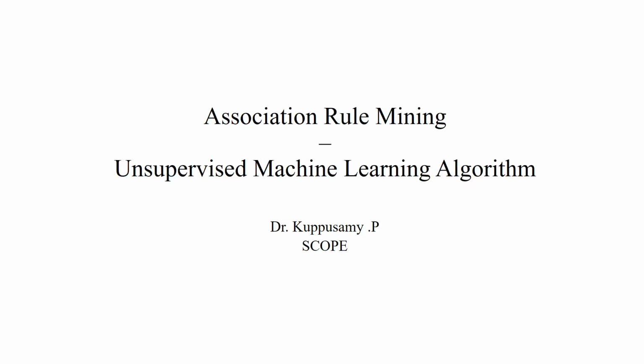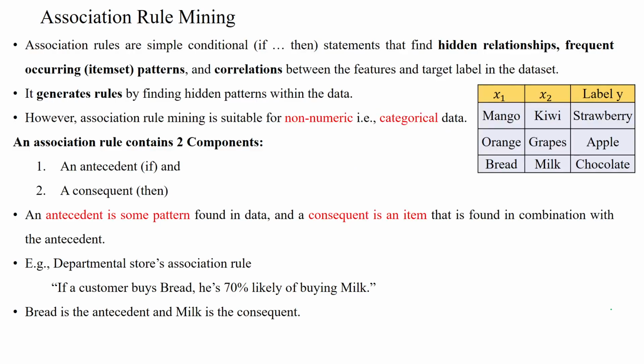Hi, welcome to association rule mining, which is also one of the unsupervised machine learning algorithms. Association rules are simple conditional statements like if and then, which are used to find hidden relationships between the features, identifying the frequent item sets based upon the patterns and correlations between given features and target label in the given data set. For example, this data set is having two features and the label.